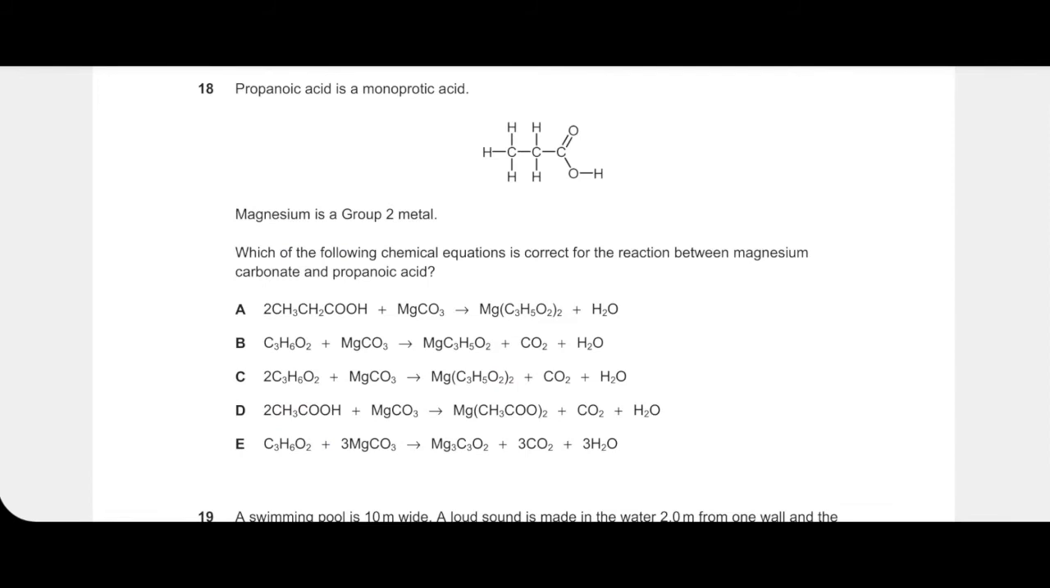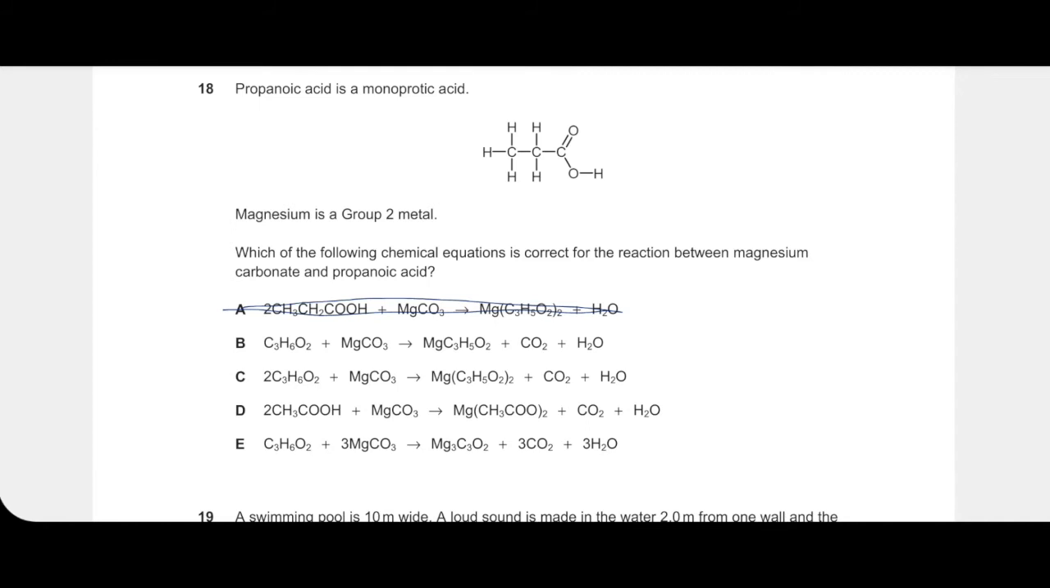Question number 18. Propionic acid is a monoprotic acid. Magnesium is a group 2 metal. Which of the following chemical equations is correct for the reaction between magnesium carbonate and propionic acid? So, straight away you should be thinking about acid-base reactions. When a metal carbonate reacts with an acid, you get a product of a metal salt, water, and carbon dioxide. So immediately you can eliminate A.